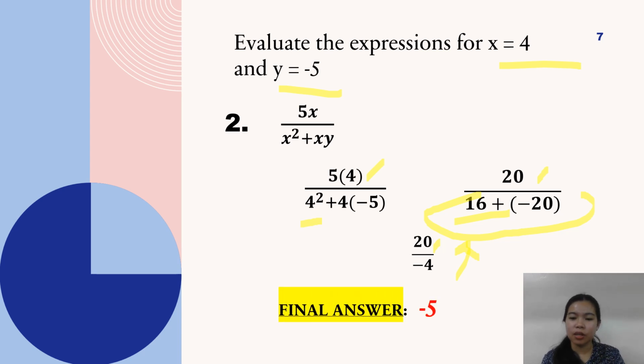And you can still simplify 20 by 4. You divide 20, since this is divisible by 4. So you have 20 divided by 4, that's equal to 5. And negative 4 divided by 4, that's equal to negative 1. So the final answer here is a negative 5.